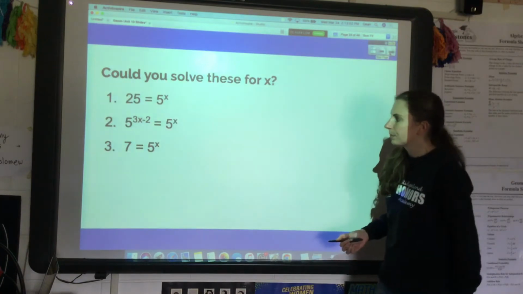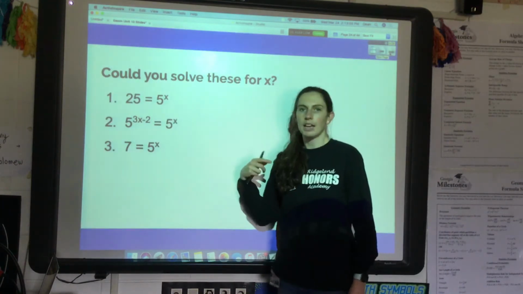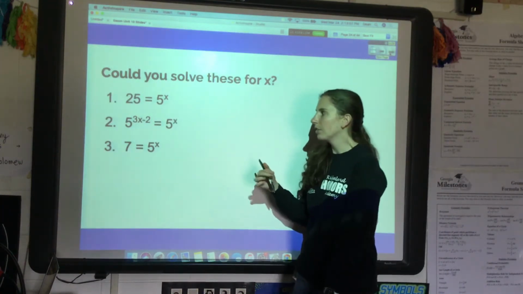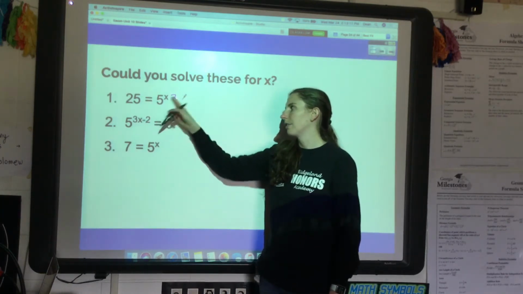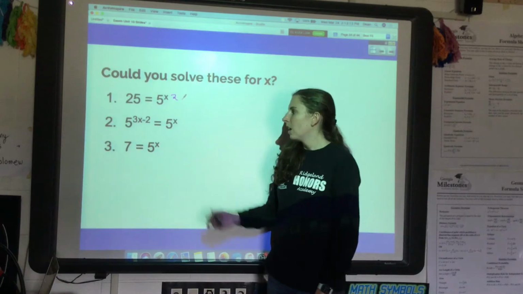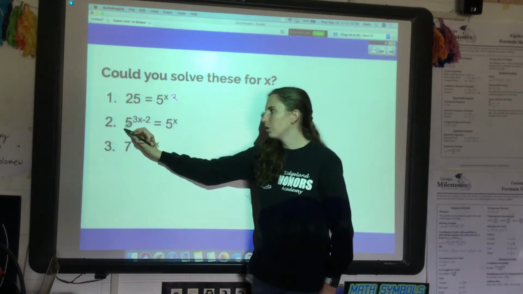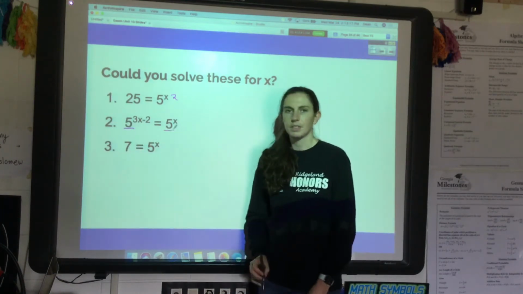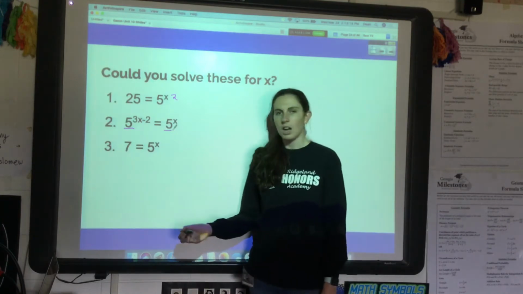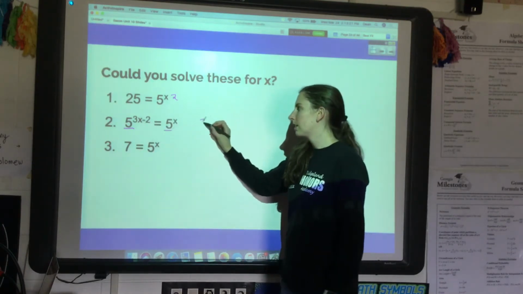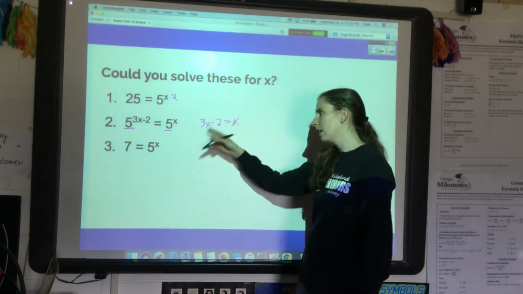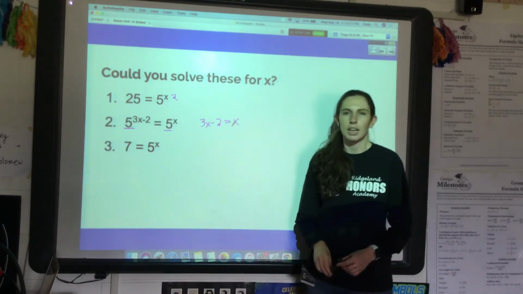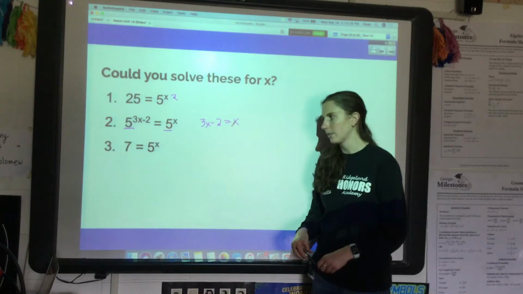So let's think, can we solve these for x? On the first one, yeah, x just needs to be 2 because 5 squared equals 25. On this one, since they're both just 5s, if I wanted to solve for x, all I would need to do is set 3x minus 2 equal to x, and then I could do some algebra and just solve for x. So far, nothing that crazy.